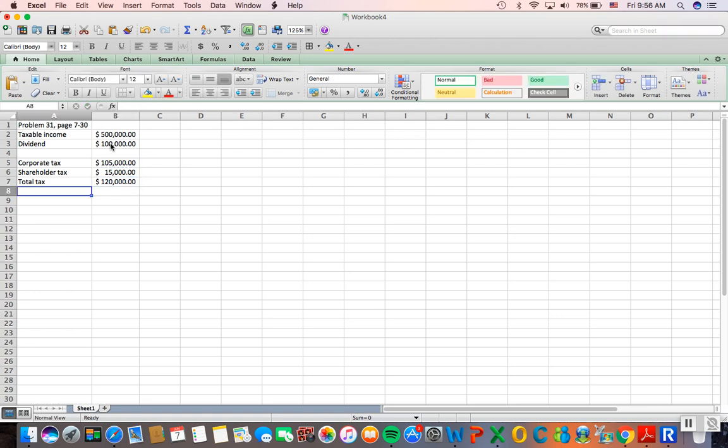And again, the reason being the corporate tax rate of 21% and the preferential dividend rate of 15%. Now we're going to contrast this to the next problem, problem 32.